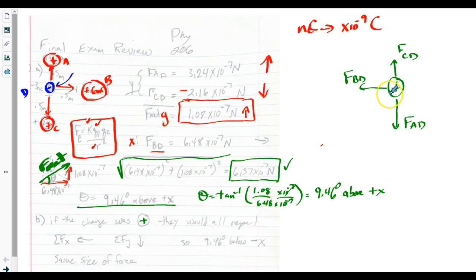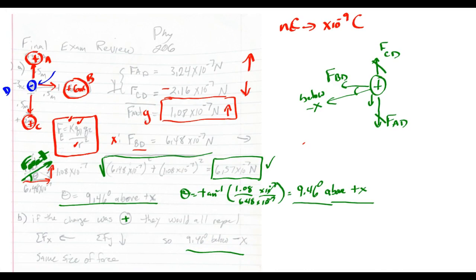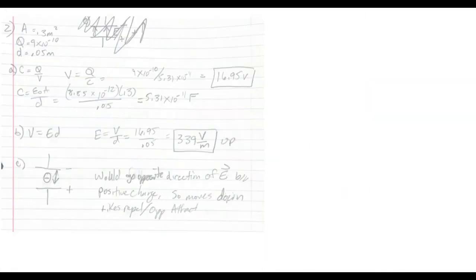So the way that I have it, the net force would be the difference in these two, which is just a little bit down. So it's going to go like that. It'd be the same angle, still 9.46, but it's going below the negative x instead of above the positive x, which we had now. So that's the answer here. Okay, so that's the first question on the review.